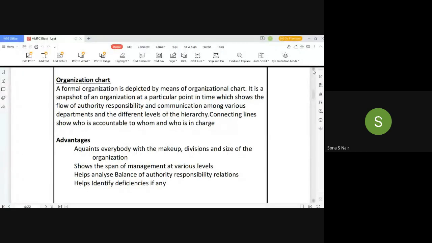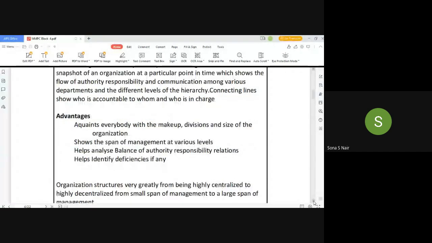It is depicted by arrows and rectangles. Positions stand for rectangles, and the arrows tell us where the communication is flowing, how people are related to each other. The advantages of having an organization chart is that it acquaints everybody with the makeup, divisions, and size of the organization. It also shows the span of management at various levels.